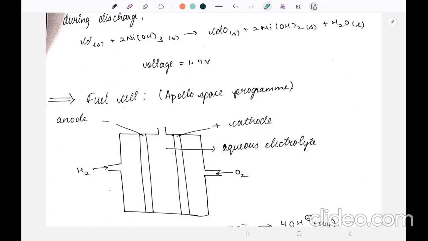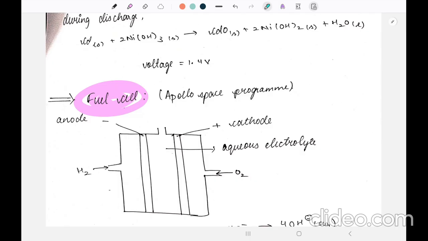Next, we'll be moving to the fuel cell. So, it is a galvanic cell in which chemical energy from the combustion of fuels like hydrogen, methane, methanol is converted into electrical energy. In this galvanic cell, reactants are continuously supplied to the electrodes which react to produce electricity, and products thus formed are continuously removed from the electrolyte compartment.